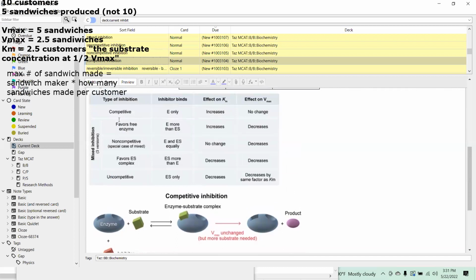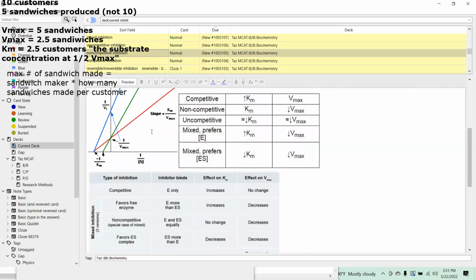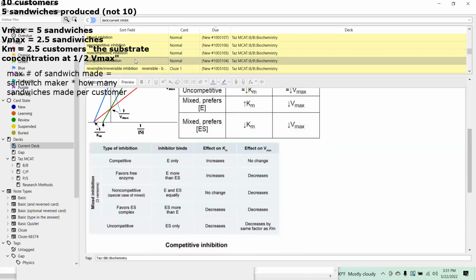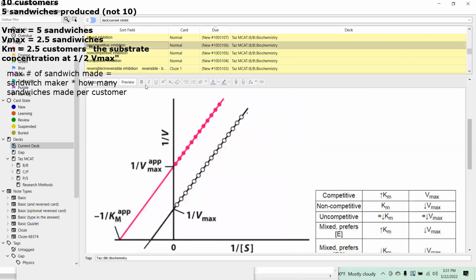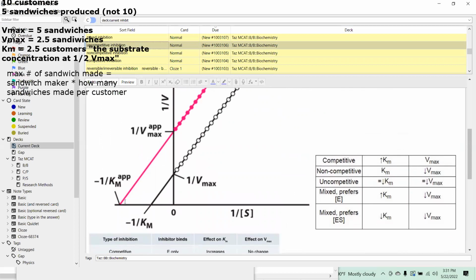So those are the main two types, competitive and uncompetitive. Then we have non-competitive. Oh wait, for uncompetitive, I have to talk about what it looks like. So look, an uncompetitive graph looks like this because it has the exact same change on the Km and on the Vmax. The way I remember uncompetitive is that between the lines, you can draw a U. So that's an uncompetitive inhibitor.